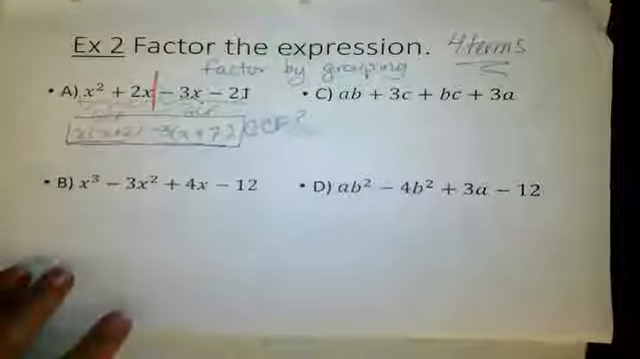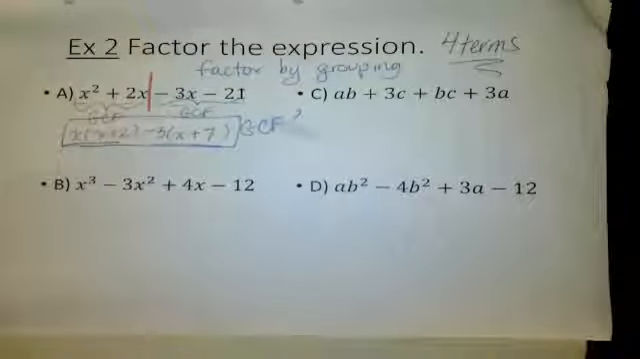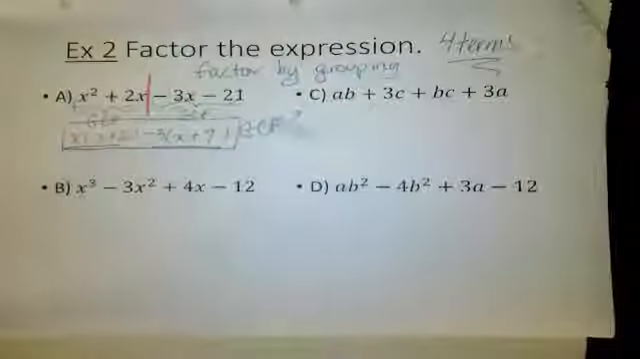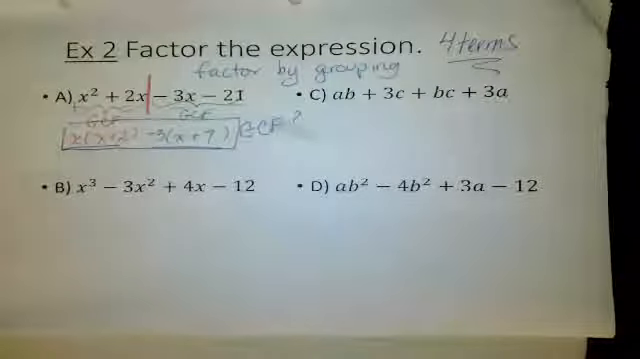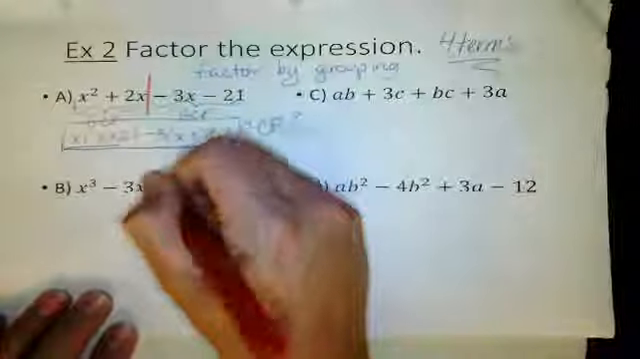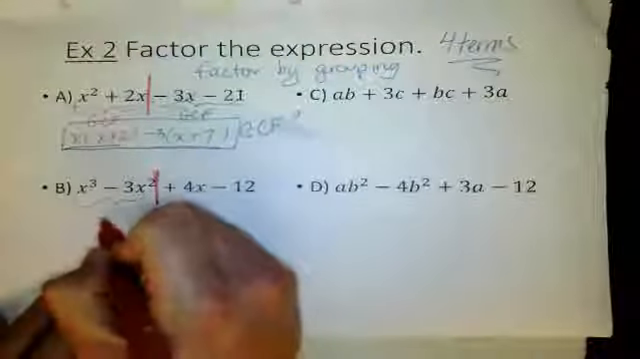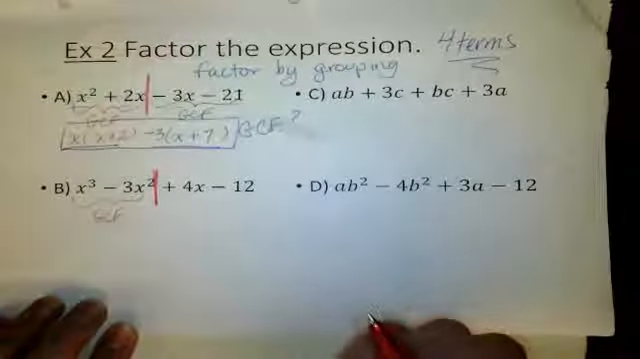So let's try B. We have x cubed minus 3x squared plus 4x minus 12. I think this was supposed to be a 7x. We'll pretend. It doesn't always work. Factoring works sometimes, but not all the time. That's just how it works. All right, so same idea. I've got 4 terms, so I'm going to split them into 2 groups. And I'm going to look in the first 2 terms and say, hey, what's the GCF?